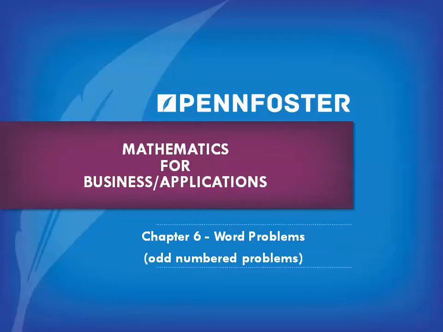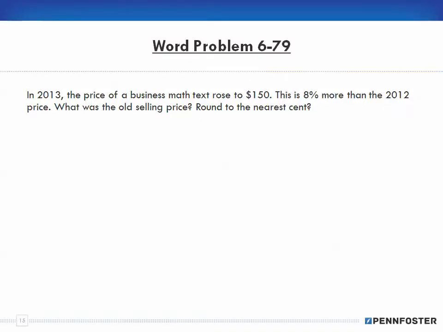Okay, we're back for the Math for Business and Finance and Math Applications, the Chapter 6 word problems, the odd-numbered word problems that were assigned, and I believe we stopped on 6-77 in the last video. So let me get there. Okay, so yeah, we're on 6-79, all right?